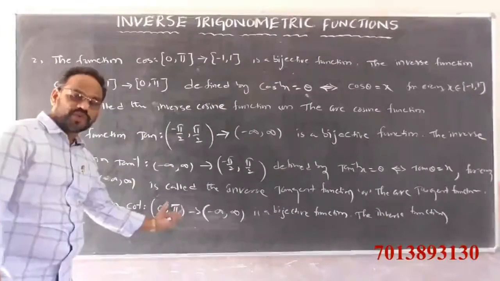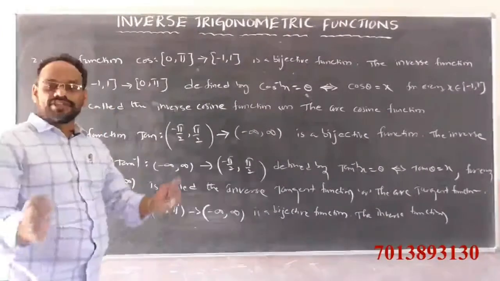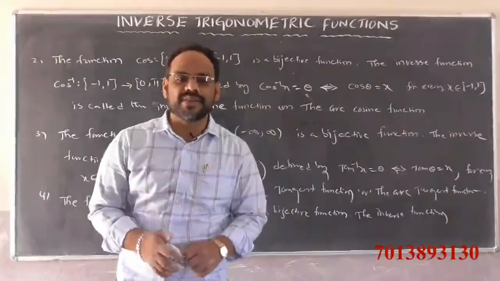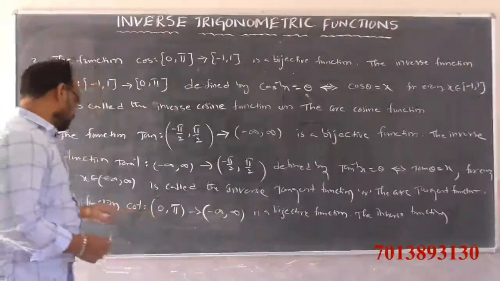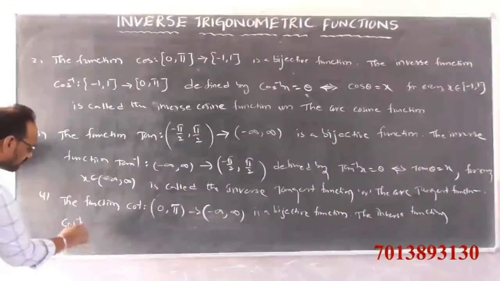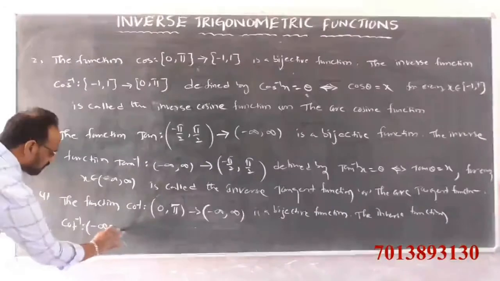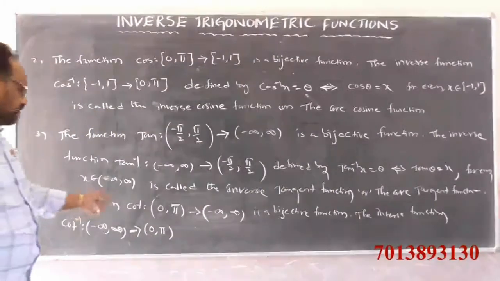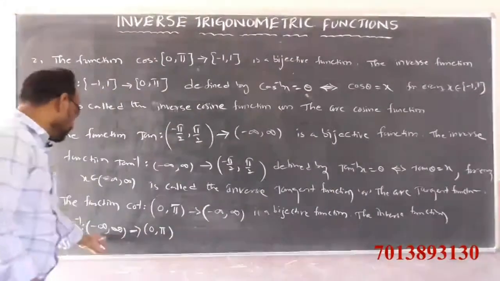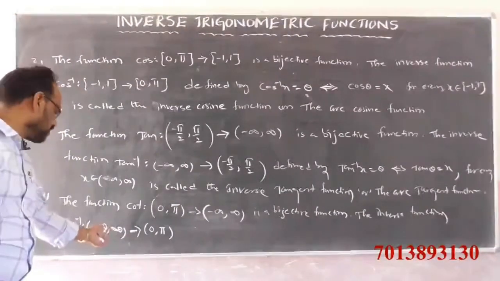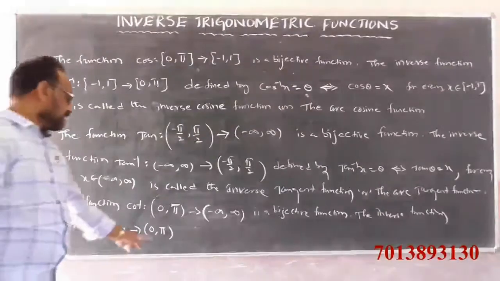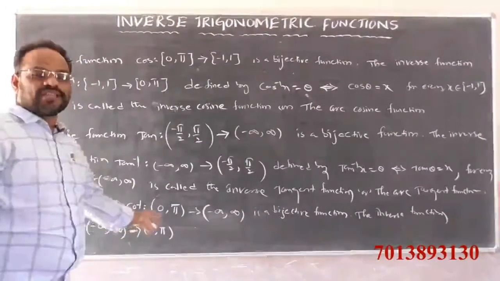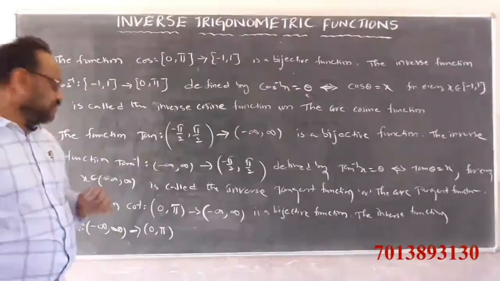If you restrict the domain, if you reduce the domain to the open interval 0 to pi, then the codomain is clearly minus infinity to plus infinity. The inverse function, denoted by cot inverse, is mapping from minus infinity to plus infinity to the open interval 0 to pi. Every x belongs to minus infinity to plus infinity, there exists a unique value of theta between 0 and pi. Then the function is called the inverse cotangent function, the arc cotangent function.